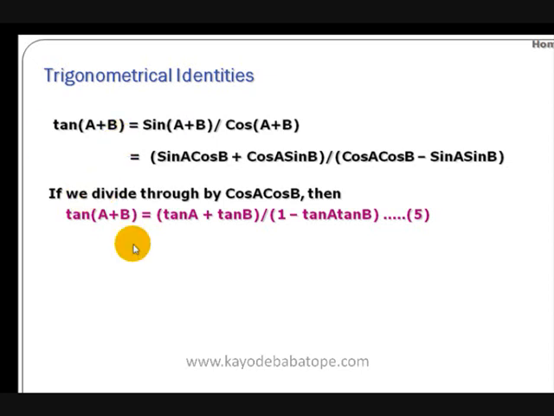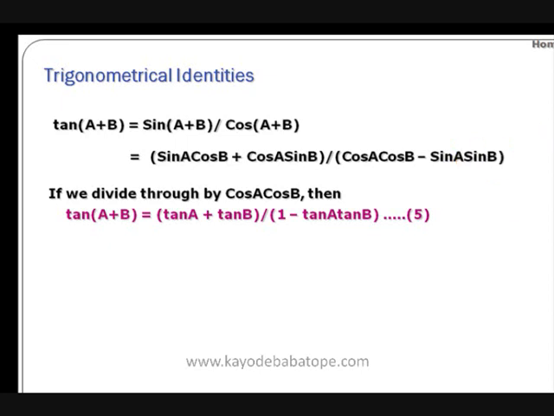Therefore, let us try to divide through by cos A cos B. You might ask me, why did we choose to divide through by cos A cos B and not sin A sin B? Like I said, that is how it is done, and if you need to learn how to prove it, you have to just learn the procedure for proving it.